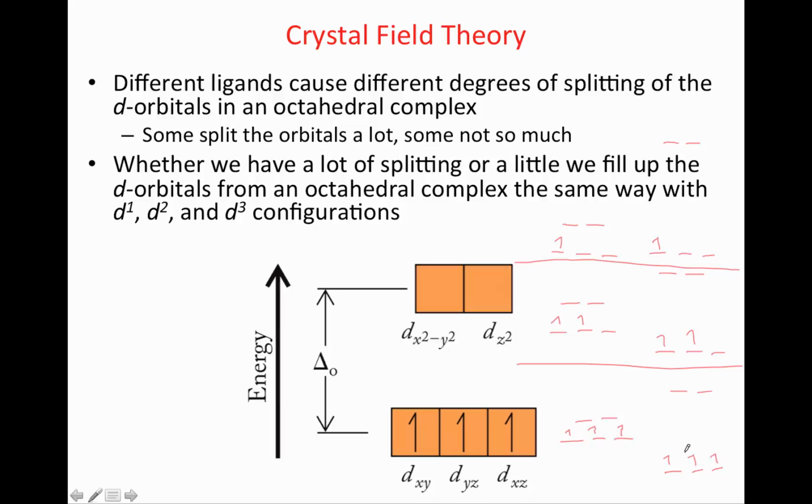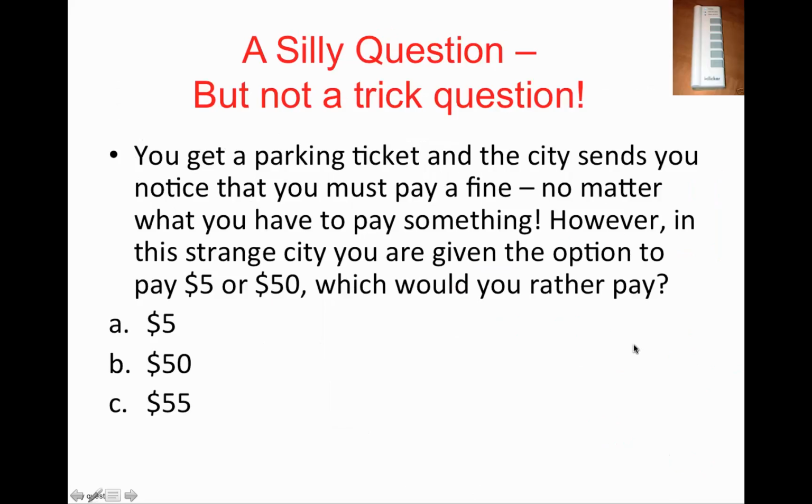And so what we're seeing is that it doesn't make any difference whether I have a large gap in energy, a large energy difference here, or a small energy difference. The electron configuration is the same here. I just have 1 electron in one of the off-axis orbitals. And the same thing here for 2 d electrons, and the same thing here for 3 d electrons.